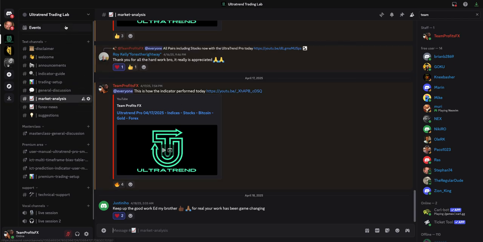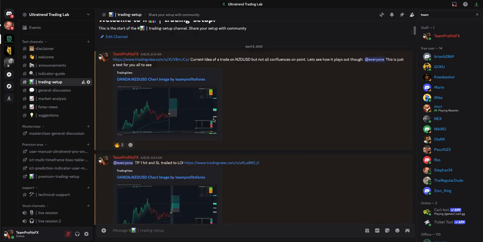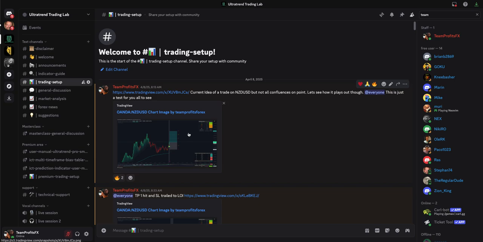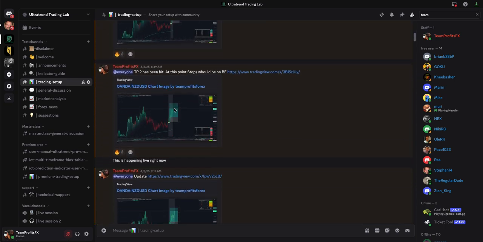So anyways, if you're in this group, just make sure right here to check the market analysis part. And of course, the trading setup, because from the very top, as you can see here, I was actually sending sort of ideas and signals, right?